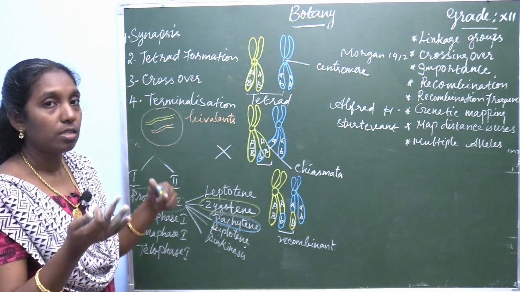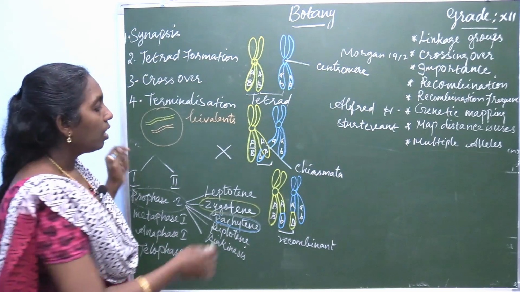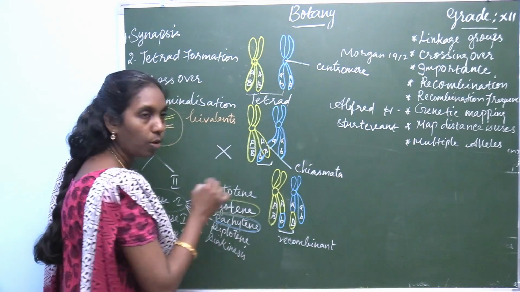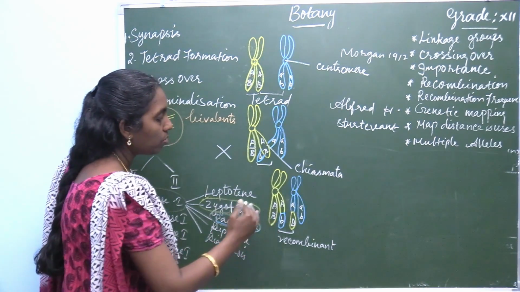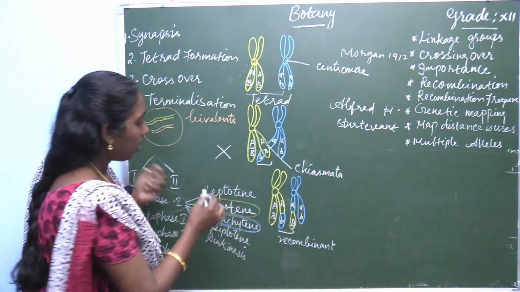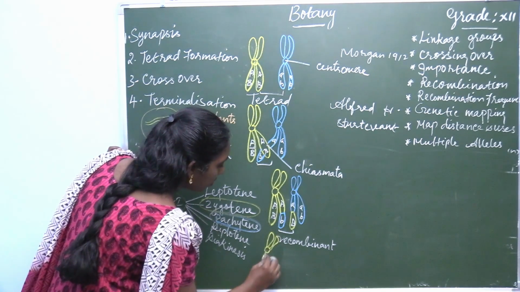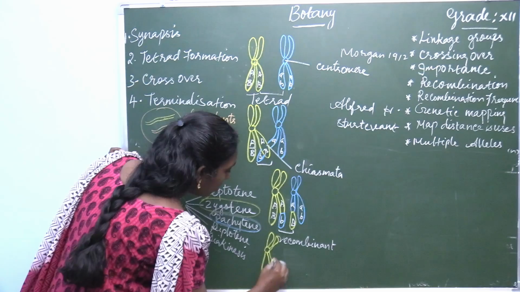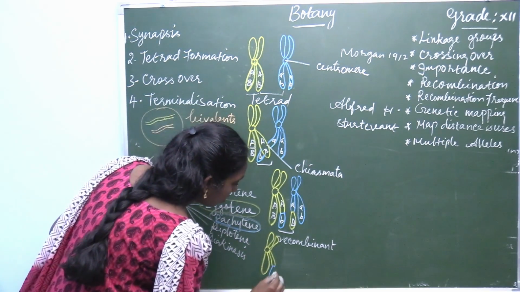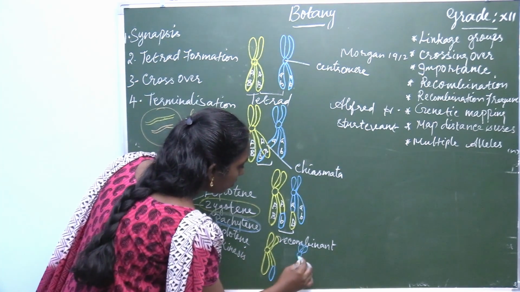The next process in the mechanism of crossing over is terminalization. What is meant by terminalization? The chiasmata move towards the terminal end of the chromatids and the homologous chromosomes are separated. Now when the homologous chromosomes are separated, this is one homologous chromosome and this is another homologous chromosome.